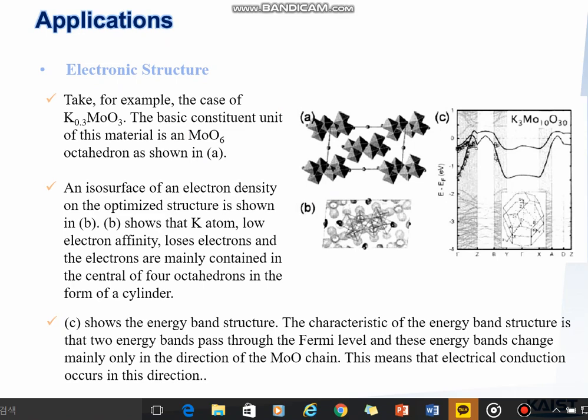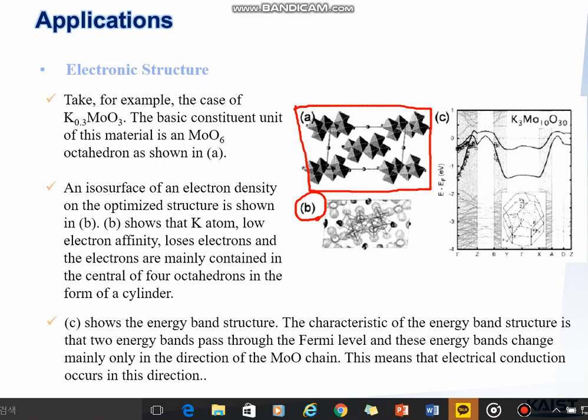The basic constituent unit of this material is an MO6 octahedron, as shown in figure A. An isosurface of an electron density on the optimized structure is shown in figure B. Figure B shows that the K atom, with low electron affinity, loses electrons, and the electrons are mainly contained in the center of 4 octahedrons in the form of a cylinder.